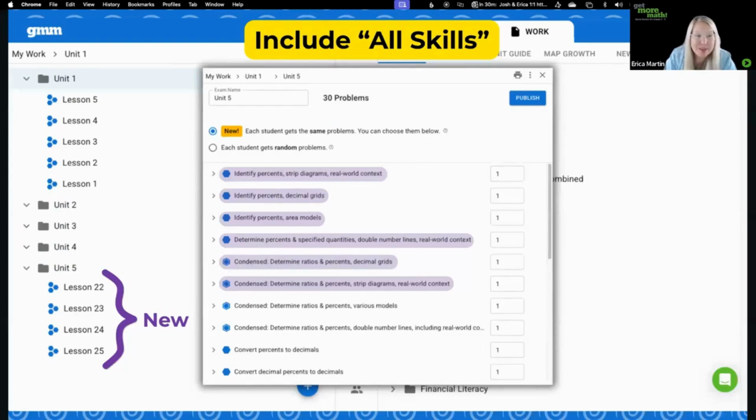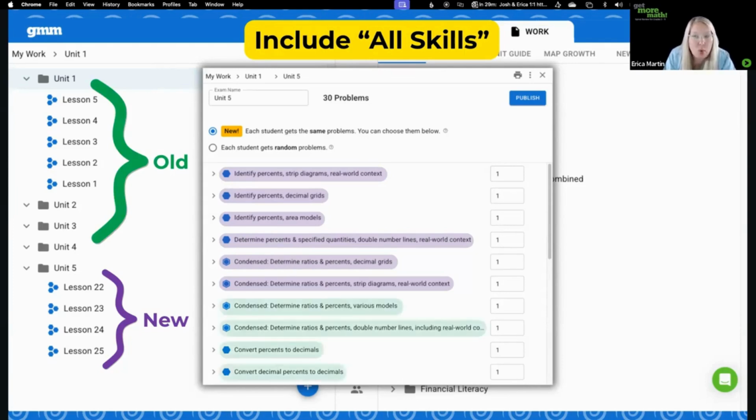But remember, I want my students to know that they always have to be held responsible for everything. That's why we've been practicing everything as often as possible in our spiral review. So I'm going to choose some skills from units 1, 2, 3, and 4. Takes me seconds to do that because they've already been selected, and I pull them into my test as well.